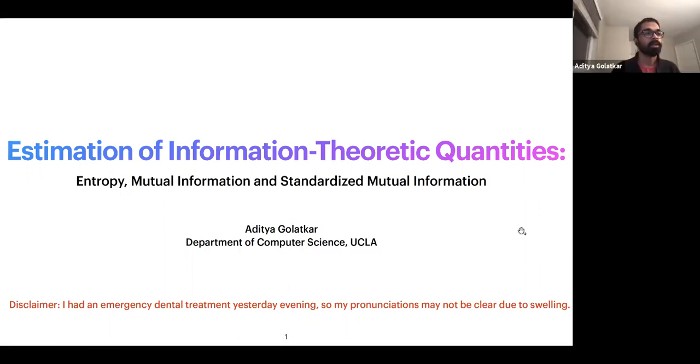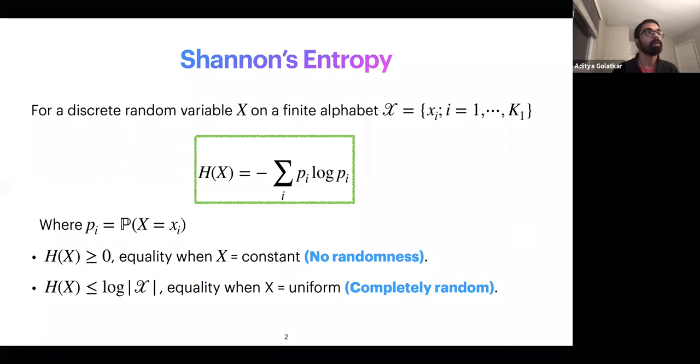Yeah. So I'll be talking about the estimation of information theoretic quantities. And I think this talk will be very close to the talk on diversity indices, which was done before this.